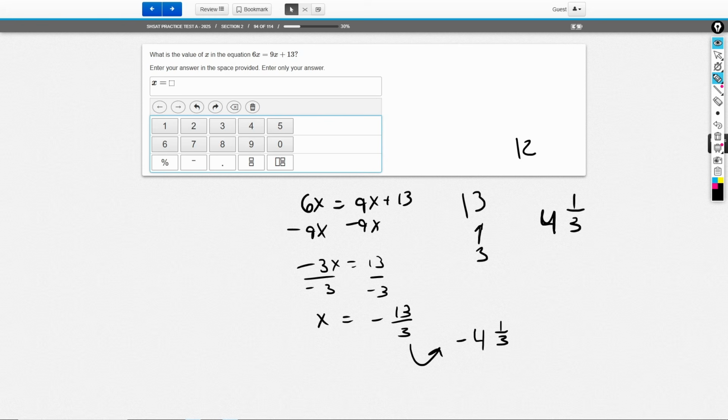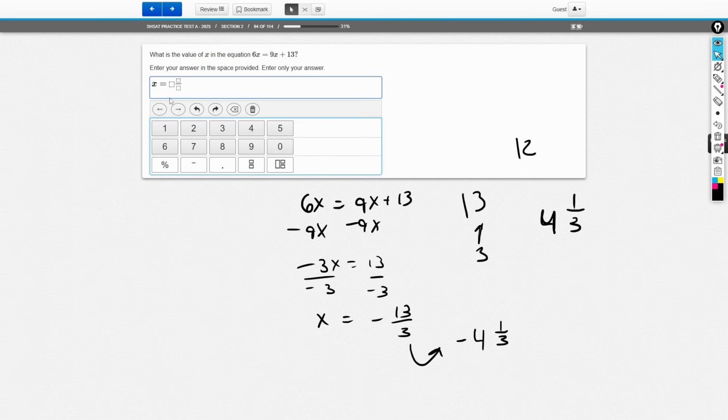So we can go ahead and, in our answer selector, press this to get a mixed number. In this section, we can put minus 4, click on the numerator, and then type in 1, click denominator, type in 3, and that's going to be our answer here. Obviously, you cannot convert this into a decimal. You have a repeating decimal, so you have to keep it as a fraction. You cannot use an improper fraction. That's technically wrong. They want a mixed number here.